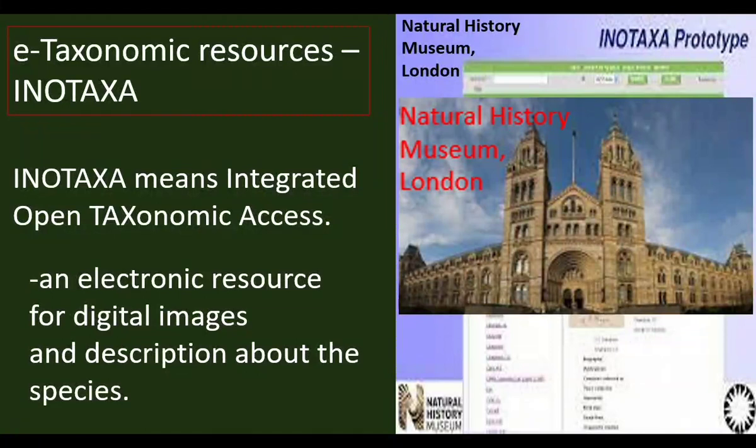Taxonomical tools are used to support the taxonomical studies and classification. This is the end of Unit 1 Bio-Zoology.